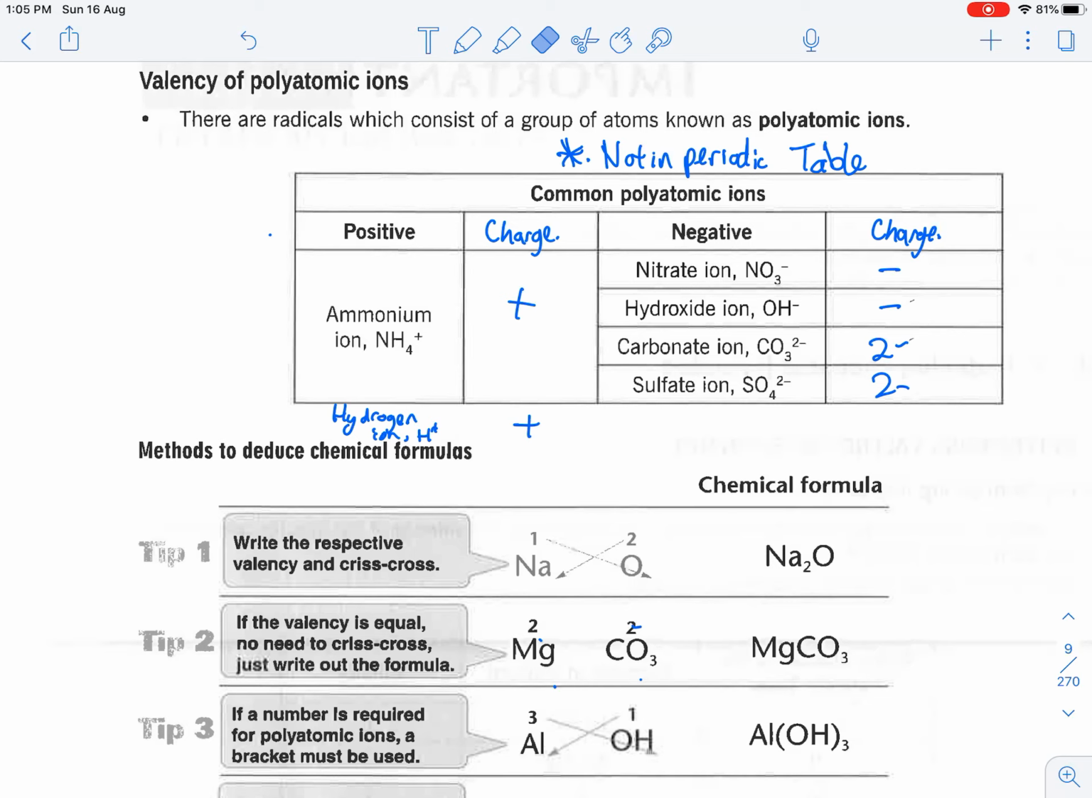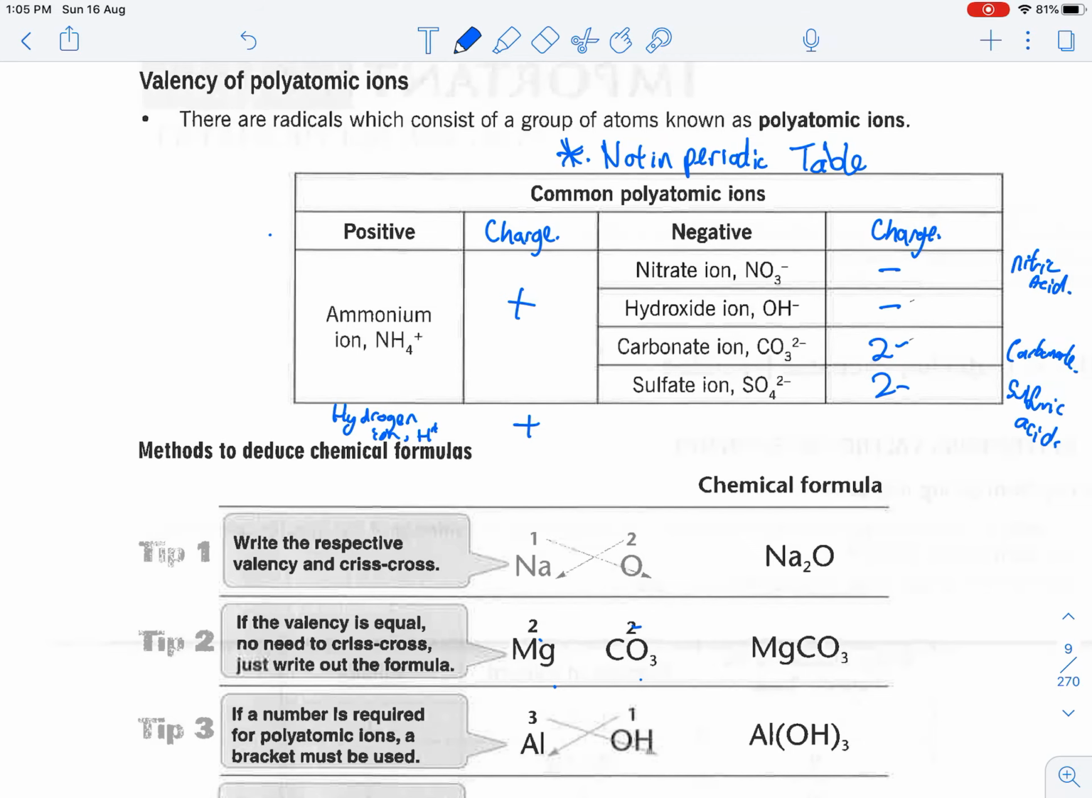Usually the nitrate comes from nitric acid. The only one that is positive from the memorization is ammonium. Then of course hydroxide comes from your alkali. Carbonate ions come from your carbonate salts, and they tend to have CO3 2 minus. And then the sulfate ions generally come from your sulfuric acid.